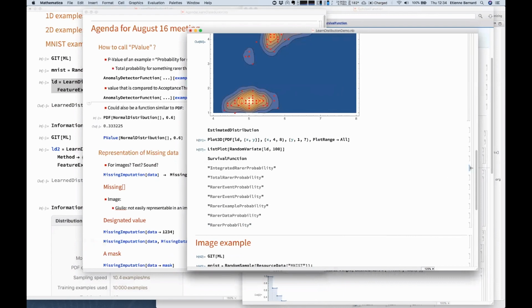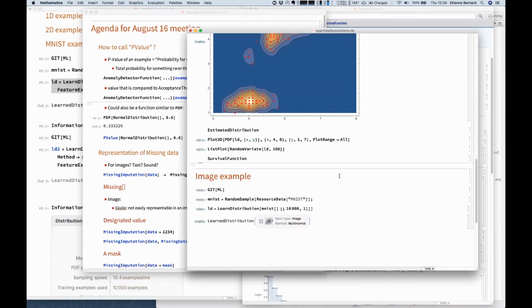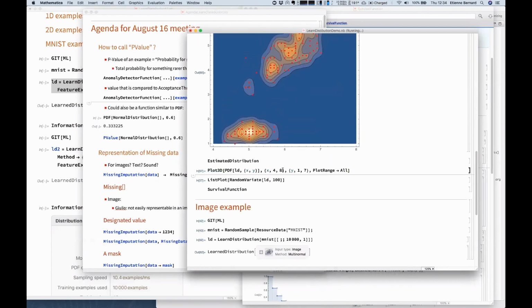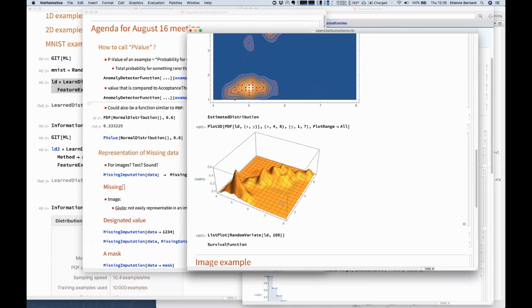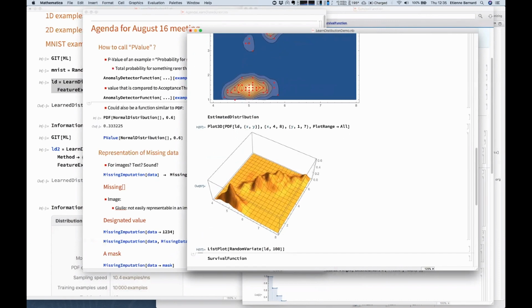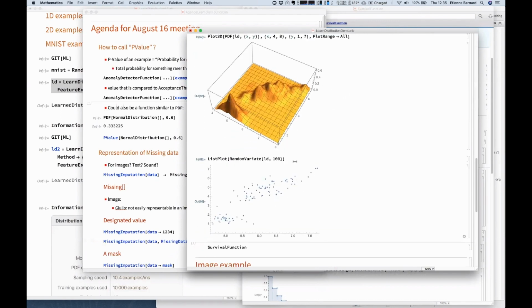Well, what was it? Amir had some examples. Okay, let's take a look at that, because what we are talking about here is the way to handle missing data. What is that? It's just a PDF. This will be the sampling. So basically this distribution knows how to do PDF query, sampling, and imputing missing values.